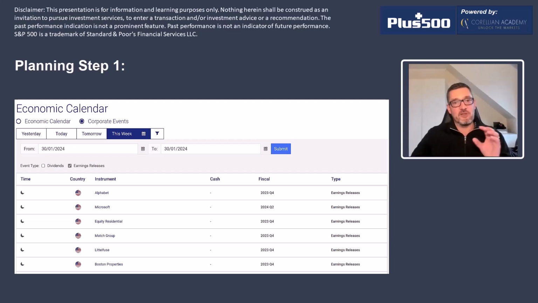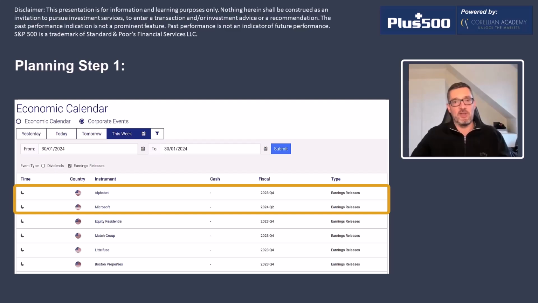For this, I also check the corporate earnings calendar and see that Microsoft and Alphabet are reporting their earnings on Tuesday, the 30th of January, after the market close. This is important for my trade, given that these companies are a big component of the S&P 500 index, as I highlighted earlier in the webinar.